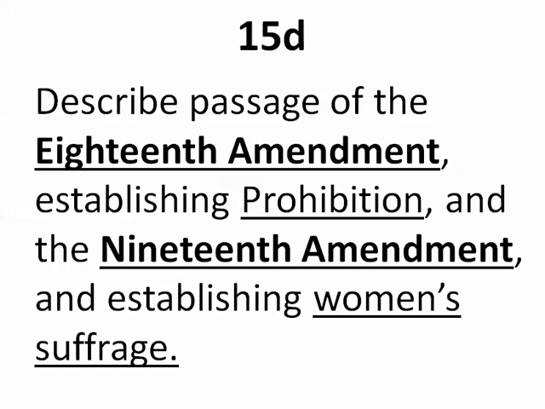Okay, so have we met our objective? Describe the passage of the 18th Amendment establishing prohibition and the 19th Amendment establishing women's suffrage, or the right to vote. We have. Watch this over, ask questions in class. Good luck on the quiz, test, and the EOCT.